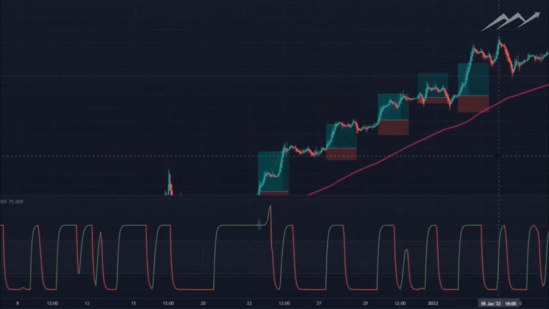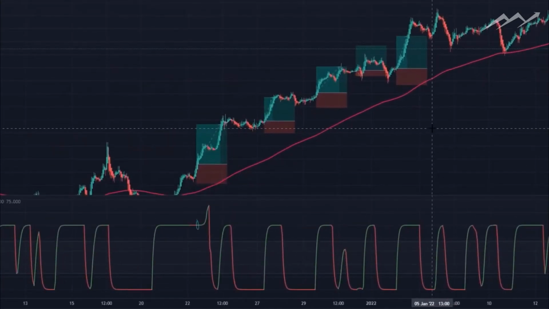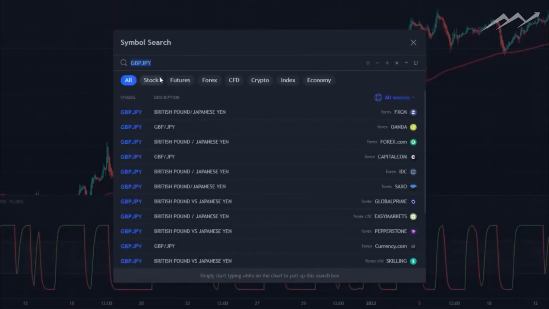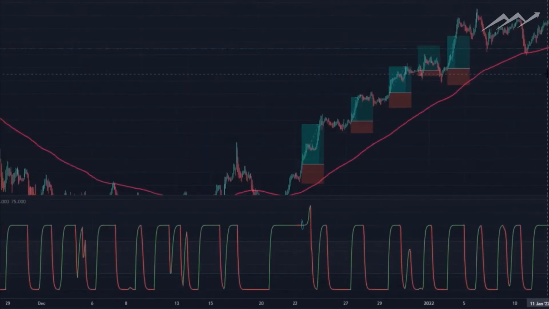So not only does this work consistently on cryptocurrencies, this also works on Forex. This will work on any pair, although I tested this on my favorite Forex pair. If you guys are into indicator trading, you should really try consistently trading on the GBP/JPY pair.